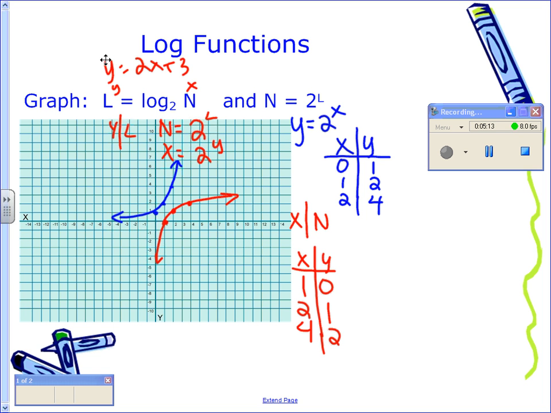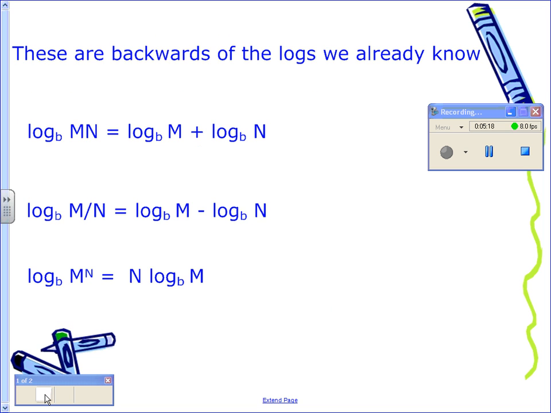If you have it in this form, all right. These are backwards from what we already know. If you have log base c of m times n, you can make it into 2 logs by splitting the m and the n, putting a plus sign. Remember on logs, plus sign means multiply. If you have 2 things being multiplied together and you want to split them, you just say log base c of m plus log base c of n. Does that make sense? So if you had log base 3 of 4x, you can make it log base 3 of 4 plus log base 3 of x. Does that make sense?